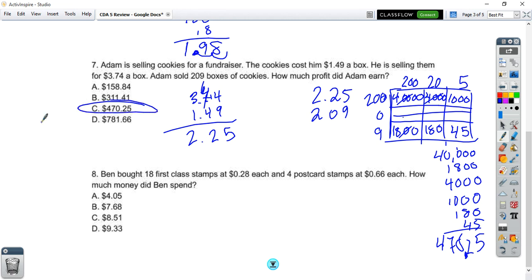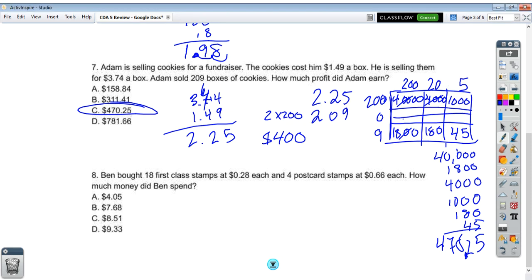Check this out, though. I could have done this by estimating. This is close to $2. That's close to 200 boxes. So 2 times 200 would have been $400. And since we rounded down for both of those, my answer is actually going to be bigger. So it would be C still. So again, we use estimation.